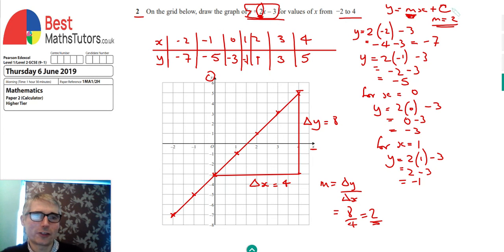And one further thing, if we look at the c value there, we can see that c here is -3, and that is the point where it crosses the y-axis. So c is called the y-intercept, and we can see that it crosses at -3 there, which is this value here.